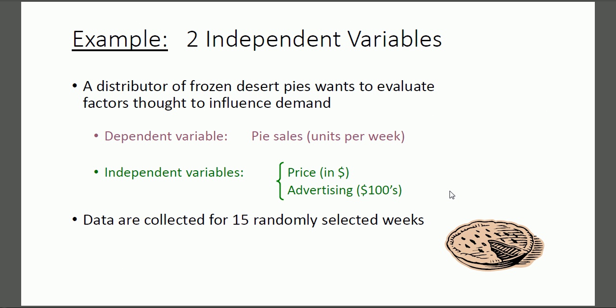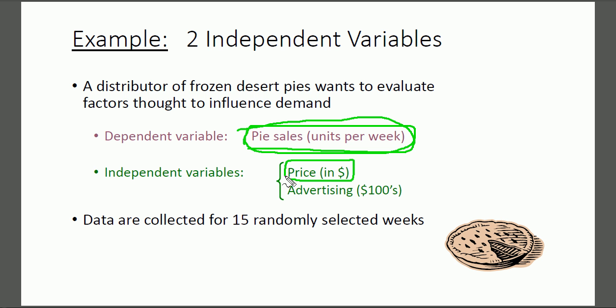All right, so finally now let's get into an example. I have an example here with two independent variables, this time actually with context. We're a distributor of frozen dessert pies, and we want to evaluate factors thought to influence our demand. Our dependent variable is how many pies we sell in a week, and our independent variables, the ones we're going to use to try to predict how many pies we're going to sell in a week, are how much we charge for the pies, so the price in dollars, and how much we spend on advertisement in that week. And advertisement, as you can see, is going to be in hundreds of dollars.